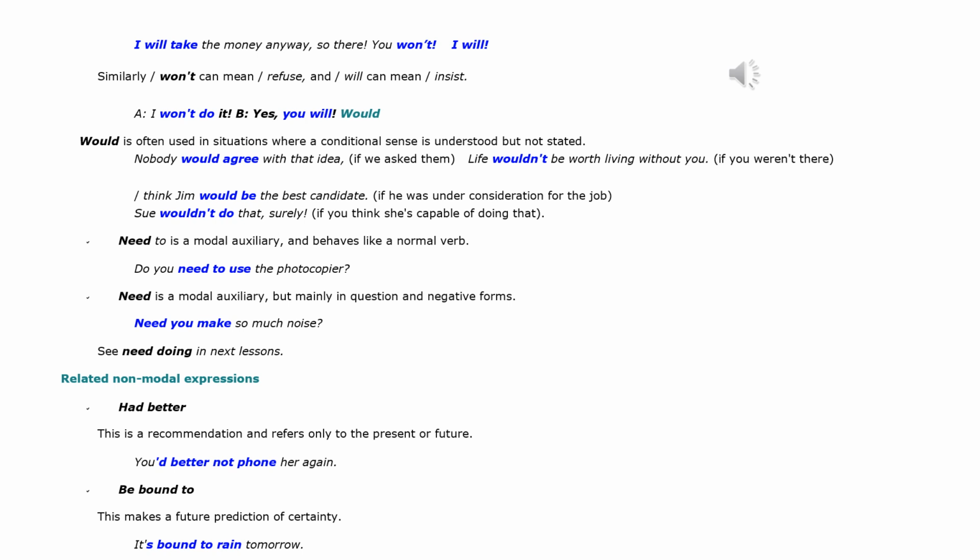Related non-modal expressions. Had better. This is a recommendation and refers only to the present or future. You'd better not phone her again. Be bound to. This makes a future prediction of certainty. It's bound to rain tomorrow.